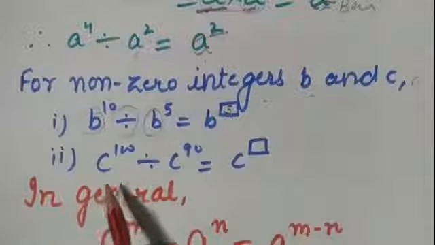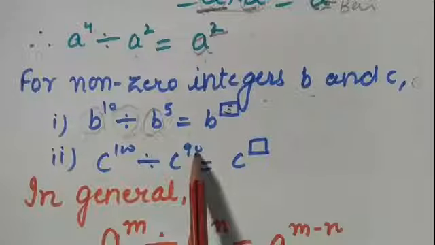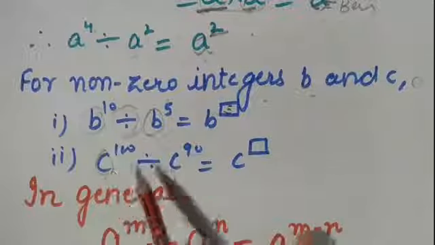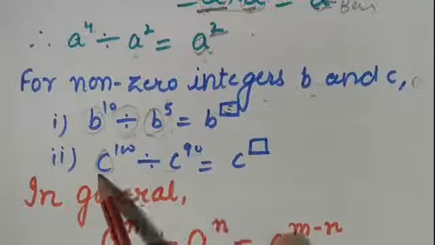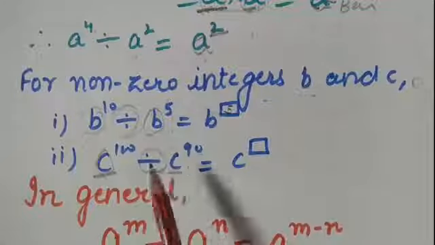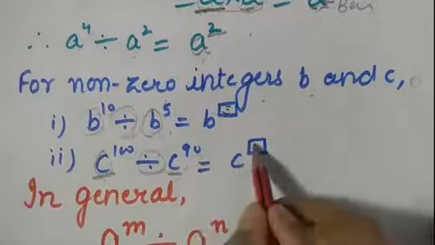Let us consider one more example. c raised to the power 100 divided by c raised to the power 90. Here also I am observing that these bases are same. We are dividing two exponential numbers having the same base c, and in between we have the division sign. So the powers get subtracted, so it will be c to the power 10.